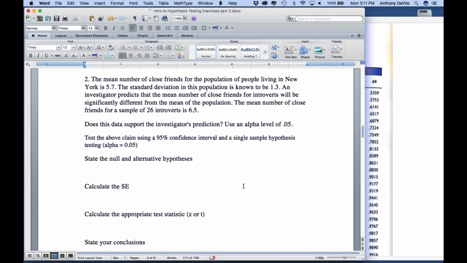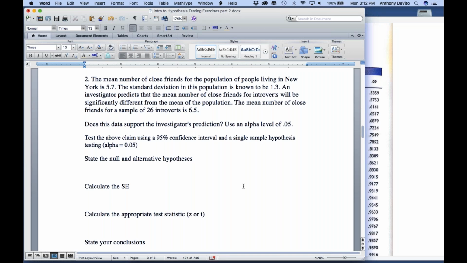Let's try number 2 together. I'm going to read it. The mean number of close friends for the population of people living in New York is 5.7. In other words, that's known. If you surveyed everybody in New York, it's 5.7. The standard deviation in this population is known to be 1.3. So we know mu for the general population in New York, and we know sigma.